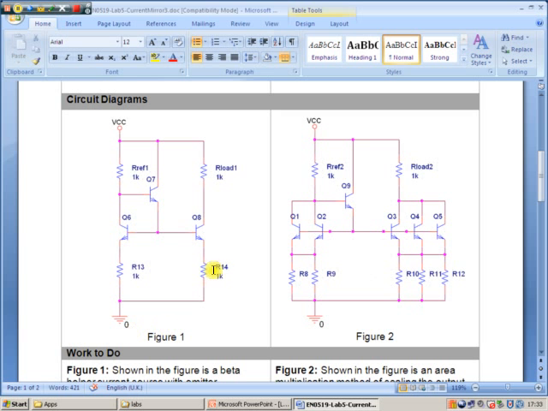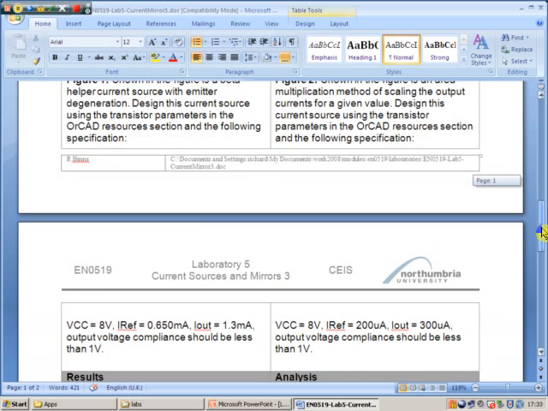The first circuit, figure 1, has emitter degeneration. We're going to do some calculations with that. The second circuit has emitter degeneration and area scale multiplication. Let's have a look at the specification for each two.